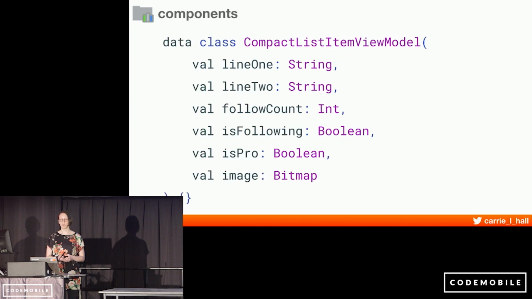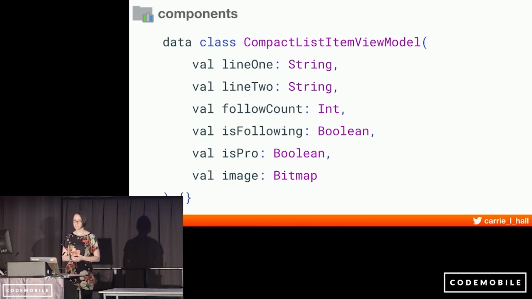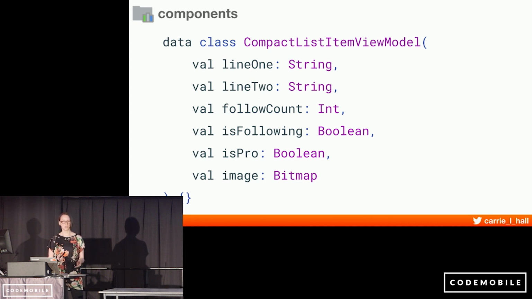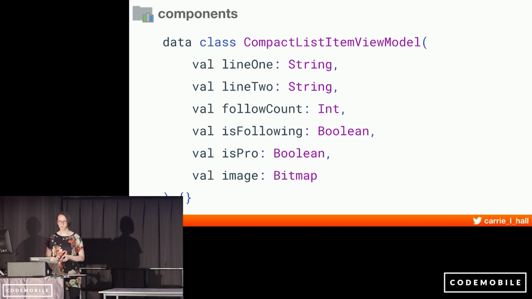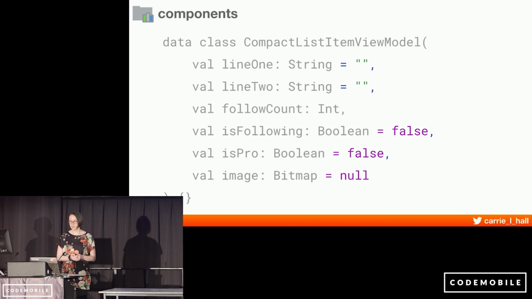So what we do for more complicated views is we wrap everything into a data model, into a view model. The view model just contains everything that you saw before: the different lines of text, the number for the followers count, whether or not that user is a pro user, whether you're following them or not, maybe an image as well. And then to that view model, you can add logical default values. So then it makes it easier to see which are optional and which are not.